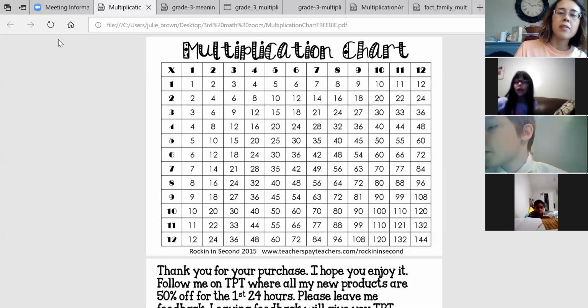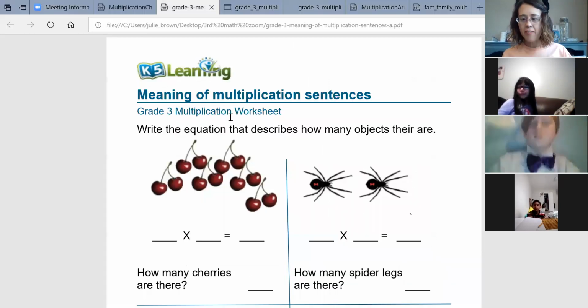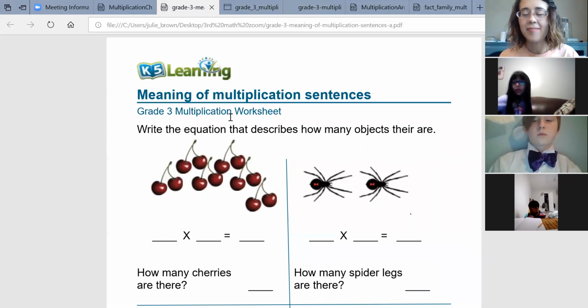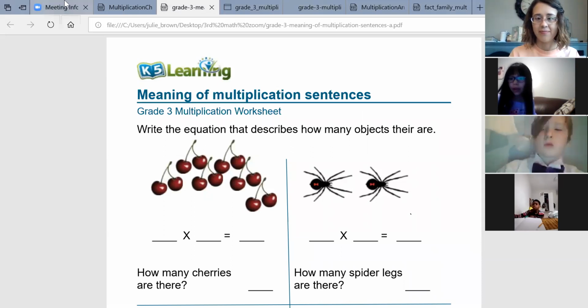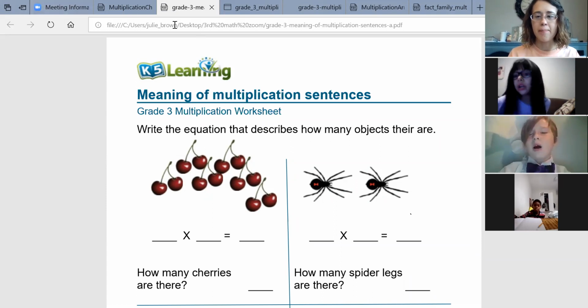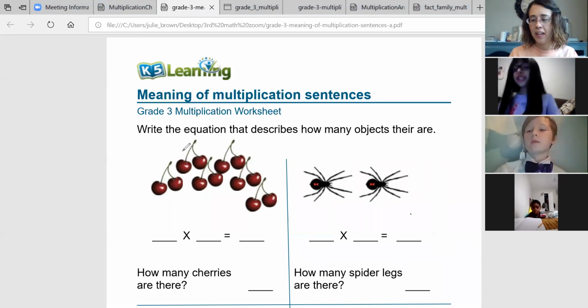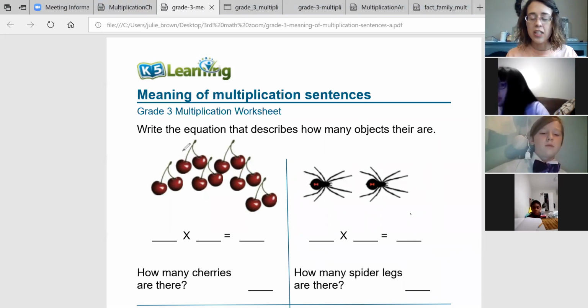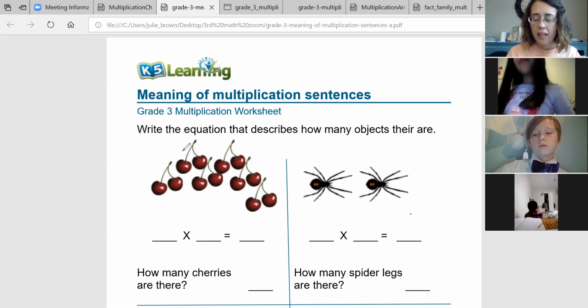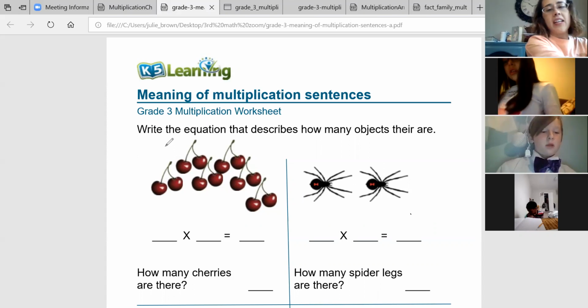So I'm going to share my screen again. Let's talk about some of the work we did this week with multiplying. If you have this worksheet, you can hold it up so I can see it. I didn't get that one. That's okay, we'll talk about it right now. Can you see it, Jameer? Like you can see the cherries? I can see it. No worries if you don't have it.